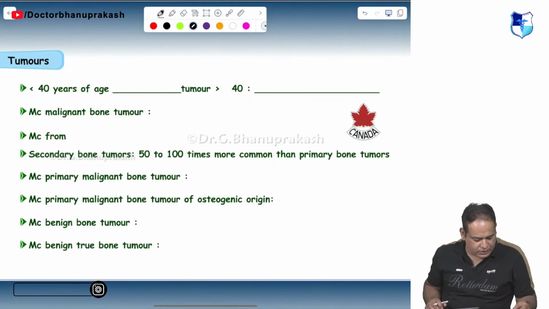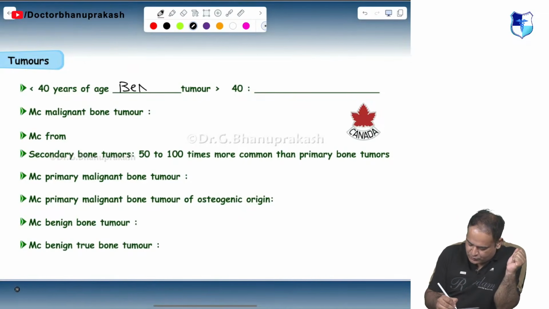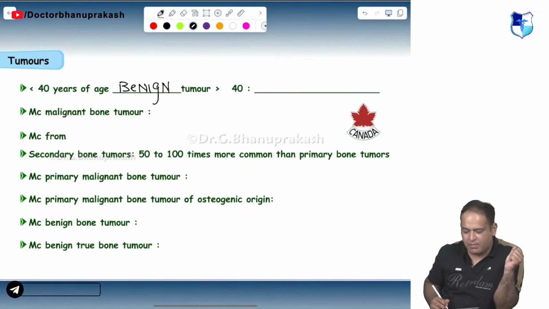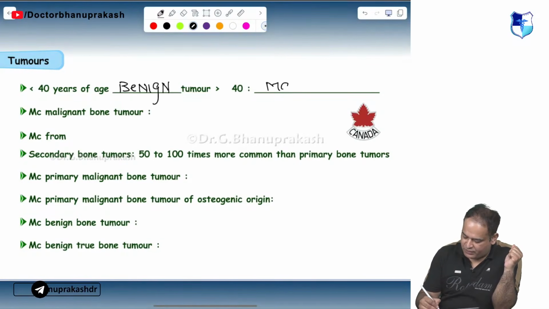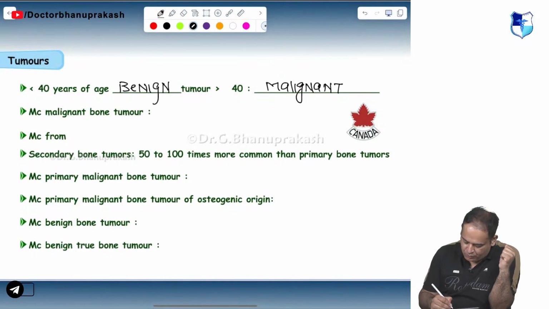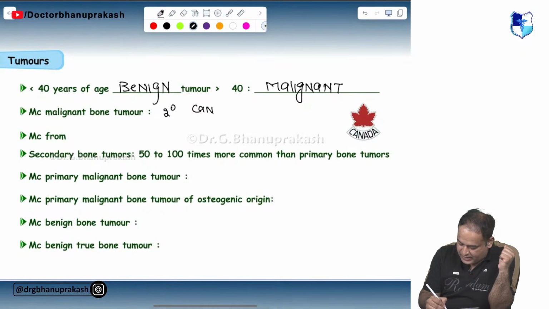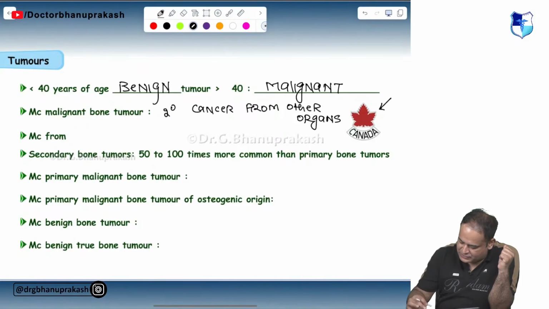Now, about the tumors. Less than 40 years of age, what kind of tumors are common? Benign. More than 40 years of age, what kind of tumor are common? Malignant. Now, most common malignant bone tumor, secondary cancer from other organs.